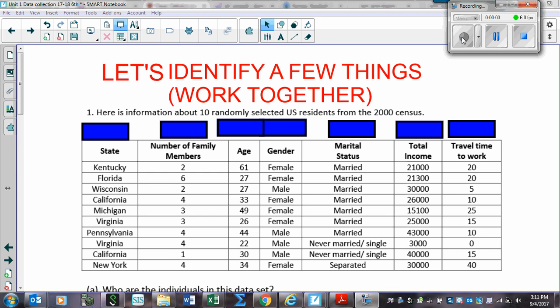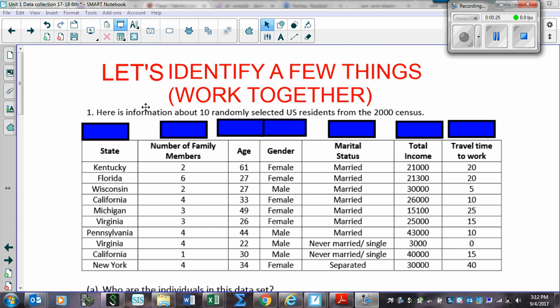Now we're going to practice reading a data table and then looking at a couple situations and seeing if we're able to identify what the sample is, what the population is, and any characteristics that are being described in the situation. But first, let's talk about this data table at the top of the page.